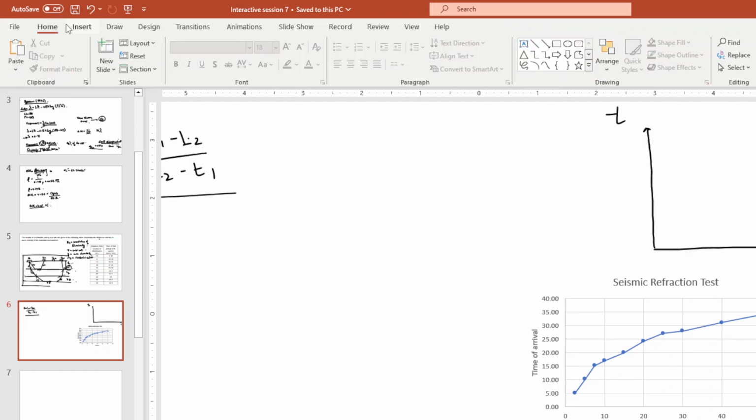So let us calculate. So this slope will give us the inverse of velocity in layer 1. This slope will give us the inverse of velocity in layer 2, and this will give us the inverse in layer 3. So can you calculate and tell me the values?